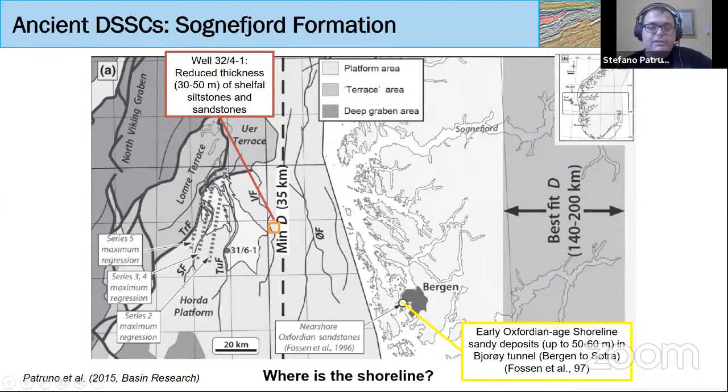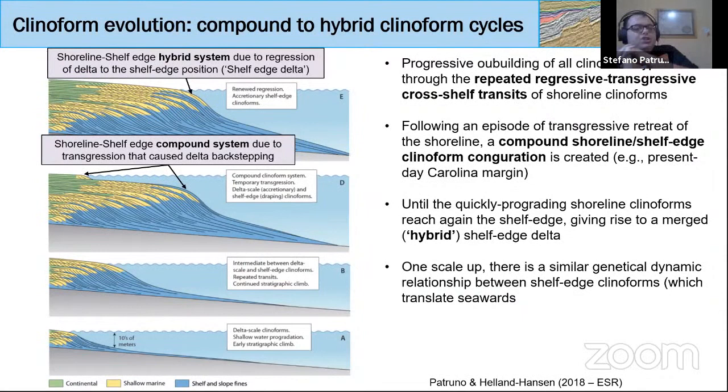And this is my last slide, which is showing again this idea that I've been telling you several times during the course of this talk today about the mice and the elephants, right? So that's how we grow the systems through repeated regressive, transgressive, cross-shelf transits of shoreline clinoforms or delta-scale clinoforms, which are the mice. They are the ones that can progress fast and can backstep fast. So we start to build clinoforms. After a while, they become shelf-edge scale clinoforms. Then there is a transgression and you detach the shoreline from the shelf edge.